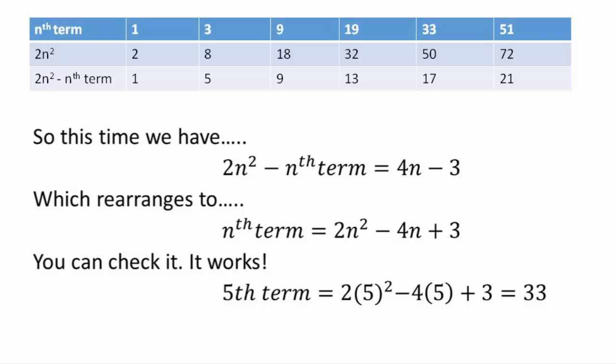Let's look at the fifth term in our nth term sequence. Well, fifth term is 2 times 5 squared minus 4 times 5 plus 3, and it's 33. Voila. Fantastic method, I'm sure you'll agree.